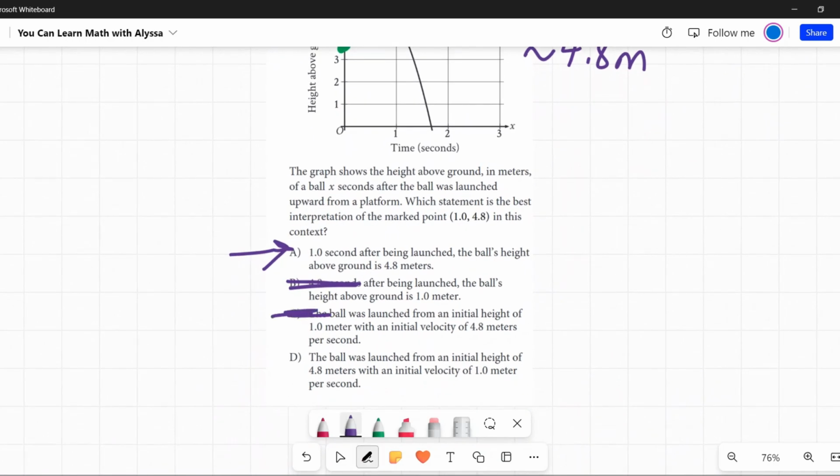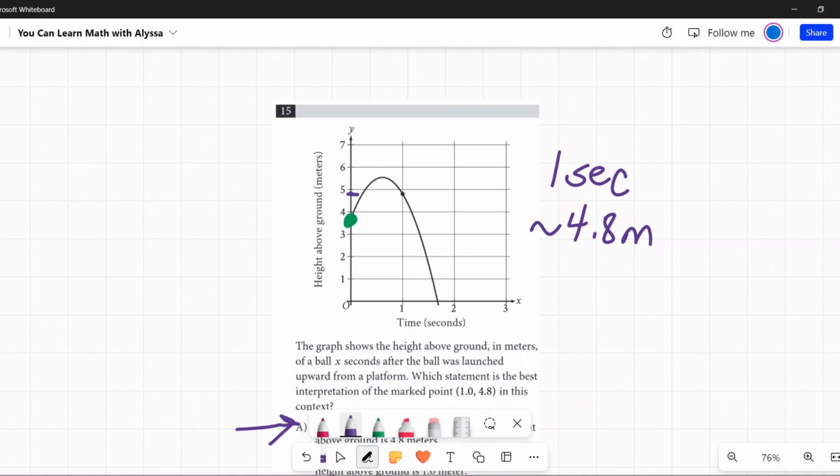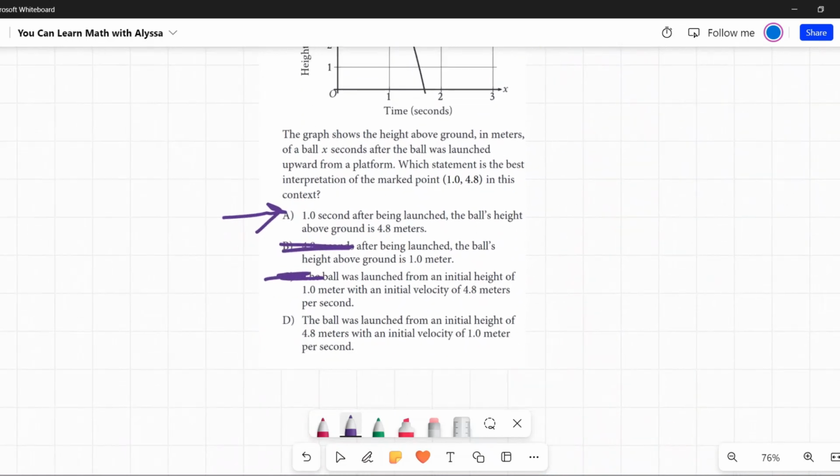And then D: the ball was launched from initial height of 4.8 meters with an initial velocity of 1.0 meters per second. Nope, it was not launched from 4.8 meters. Again, it was launched from 3.8. This is not telling us velocity just by looking at those 2 points. We could calculate velocity, but no, what we are being told from that point is just that at 1 second, it was 4.8 meters in the air. So that is confirmed. A is our answer.